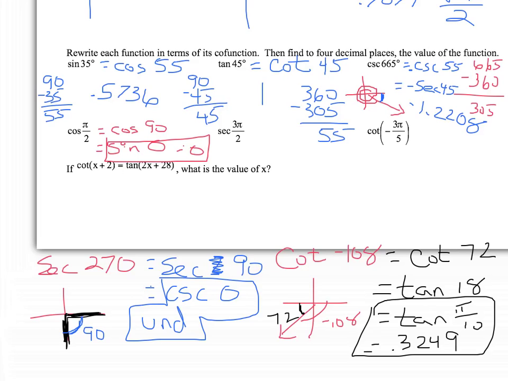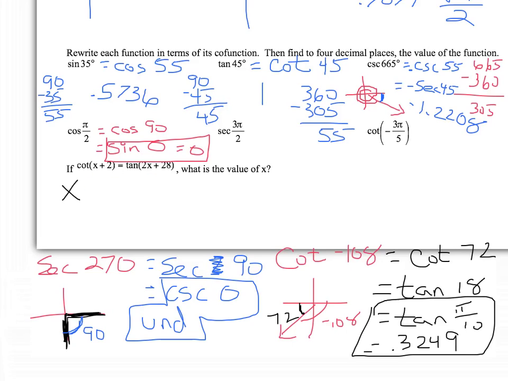And finally, our last problem. It says if cotangent of x plus 2 is equal to tangent of 2x plus 28, what is the value of x? What you have to realize about this is they're setting cotangent equal to tangent. The only time you can set a cotangent equal to tangent is if they are cofunctions of each other, just like I was doing in the other 6 problems. If they are cofunctions of each other, that means the two angles should add up to 90 degrees.